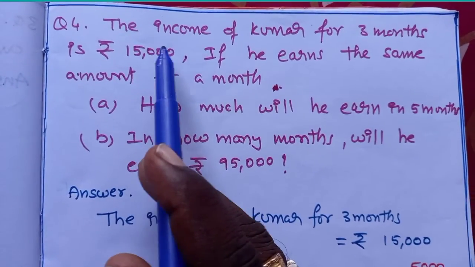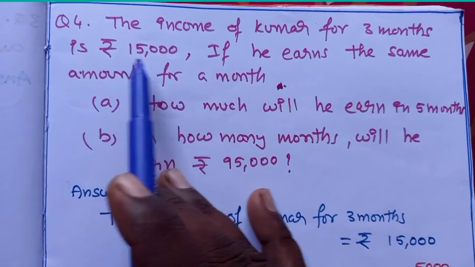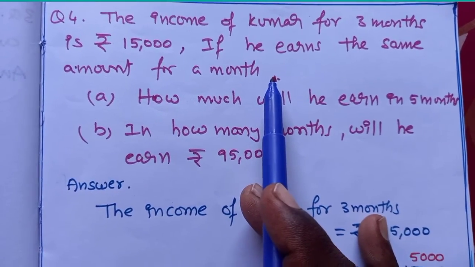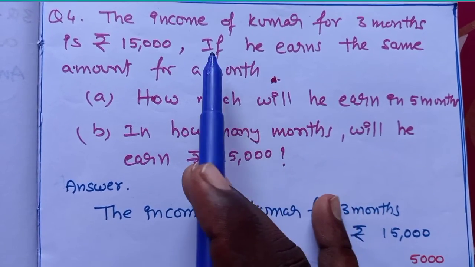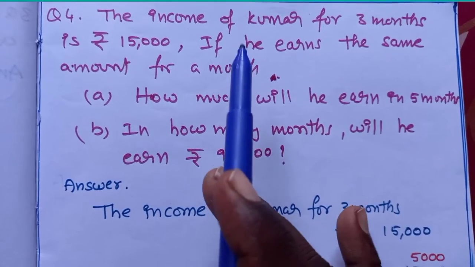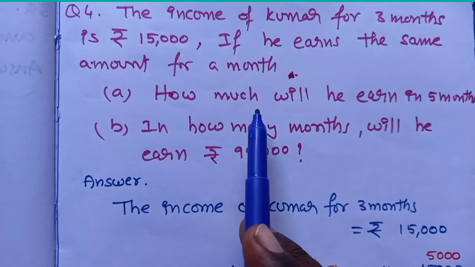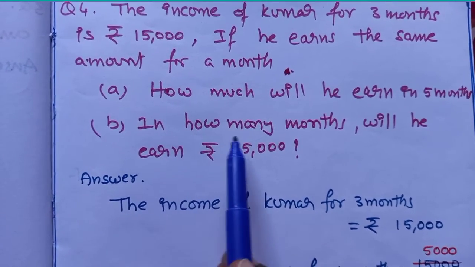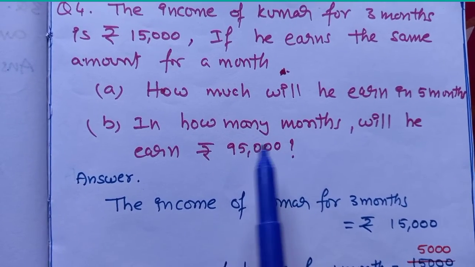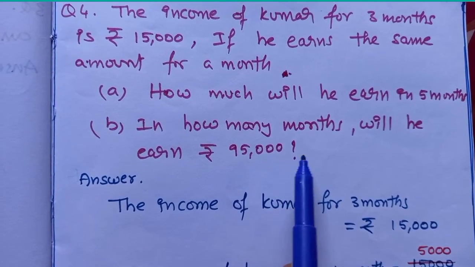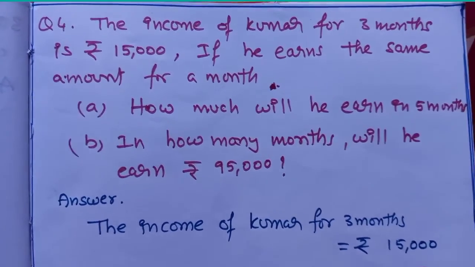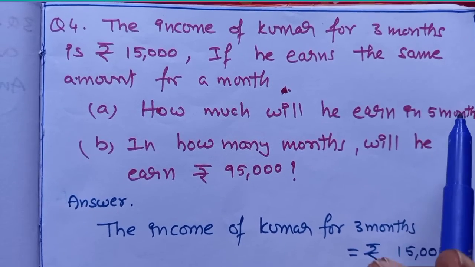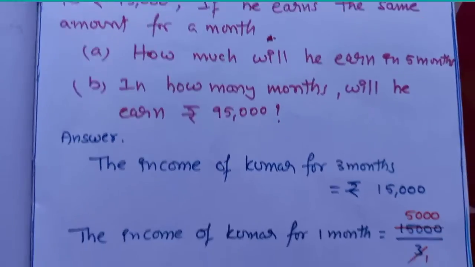Question number 4. The income of Kumar for 3 months is 15,000 rupees. If he earns the same amount every month, how much will he earn in 5 months? Next, in how many months will he earn 95,000? To calculate the money earned in 5 months, what is the income for 1 month? So, answer.